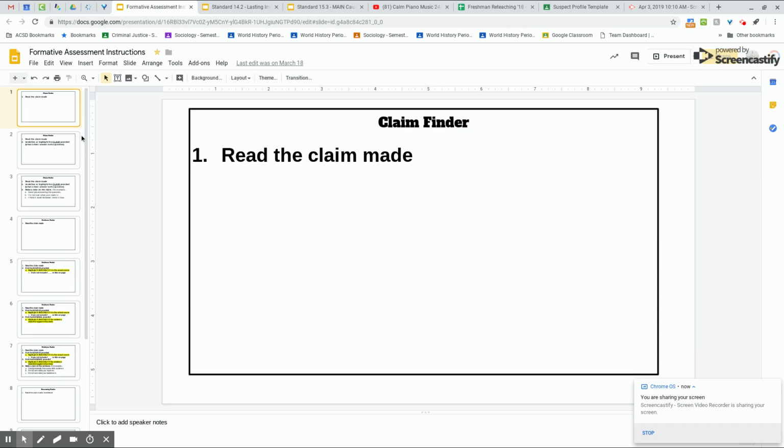So in Google Drive, if you type in formative instructions or formative assessment instructions, it's going to get you to the PowerPoint that I pull up for the students and walk through with them as we peer check this.